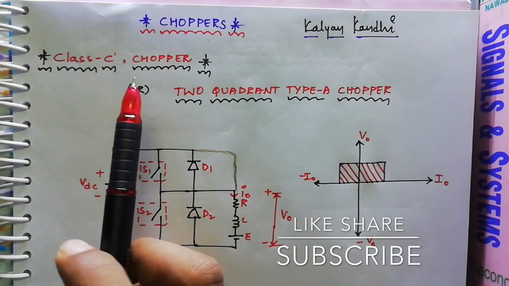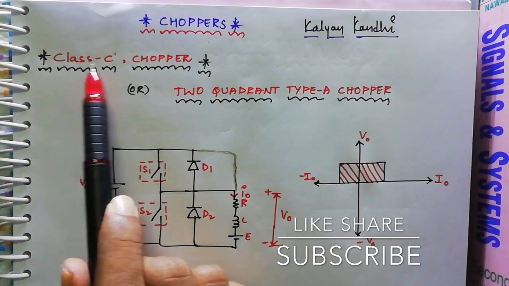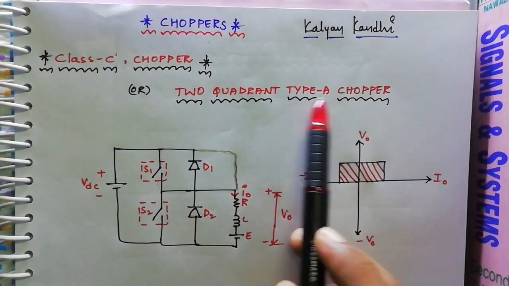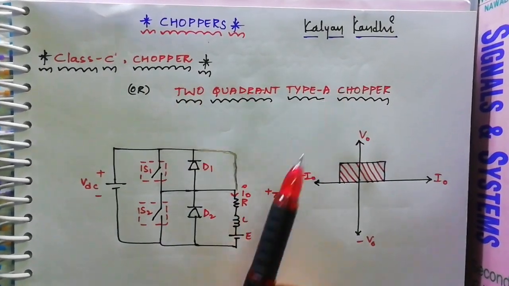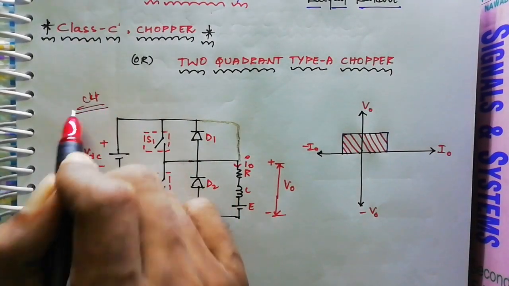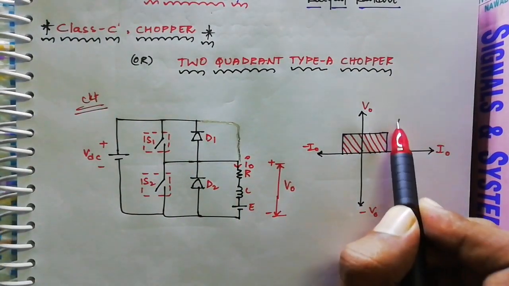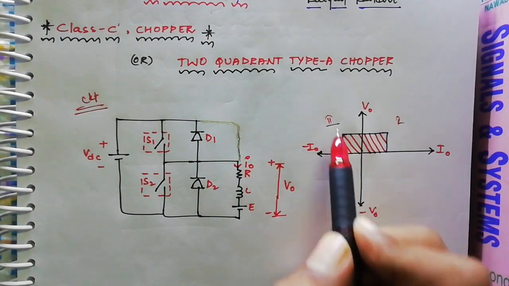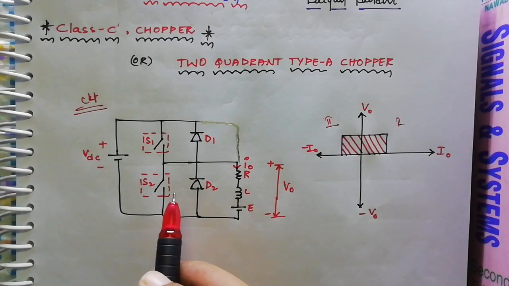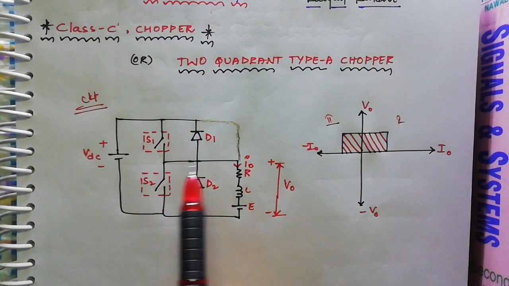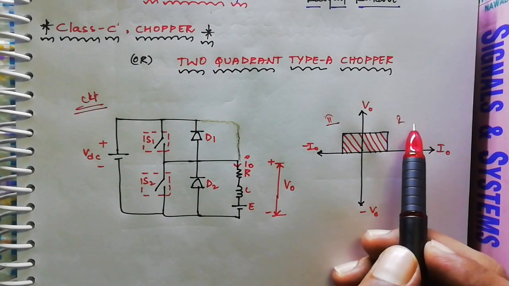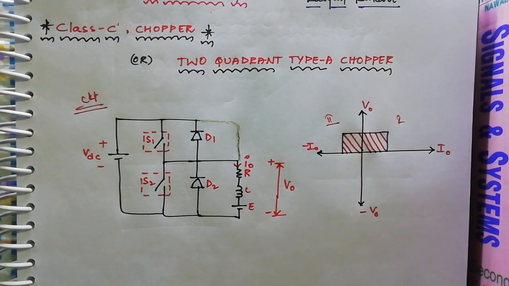In this video we are going to learn about the class A chopper, or you can call it the two quadrant type A chopper. Both mean the same. This is the circuit diagram, and this chopper works in the first quadrant as well as in the second quadrant, depending upon the position of switches S1 and S2. By operating S1 and S2 we can bring the chopper operation as per our requirement, that is in the first quadrant or in the second quadrant.